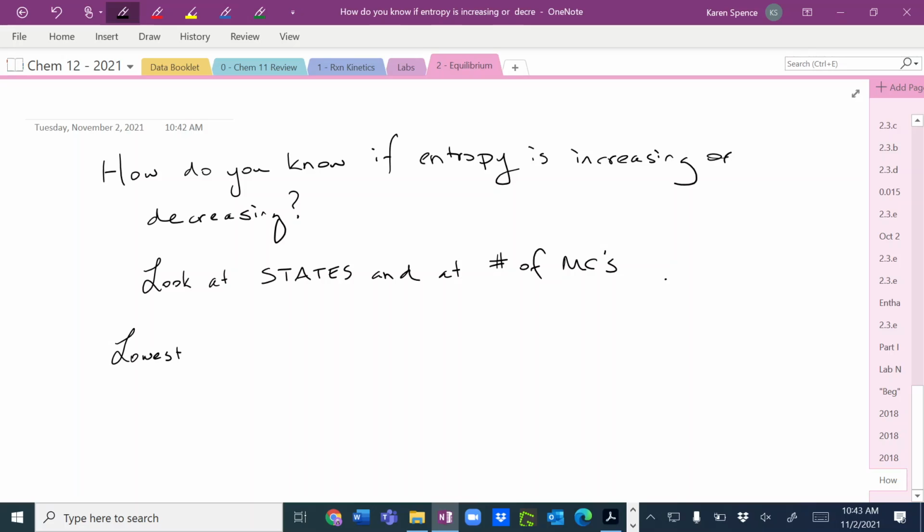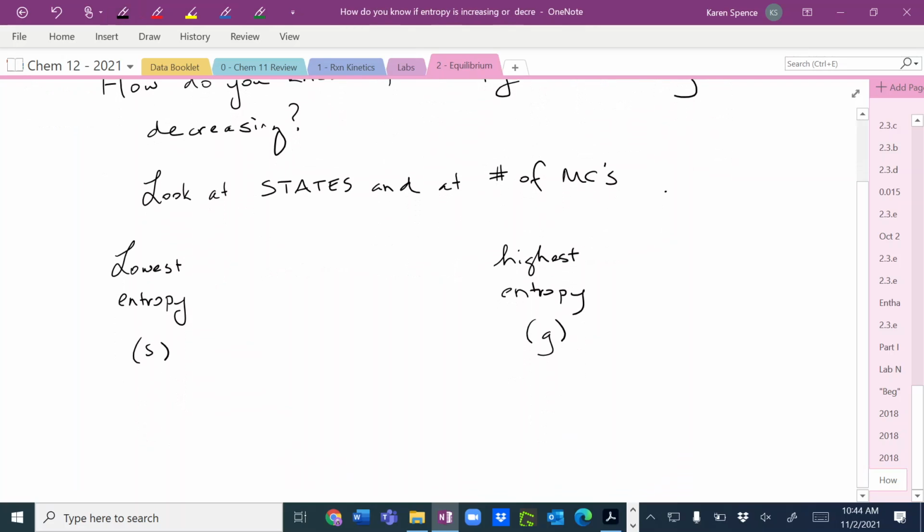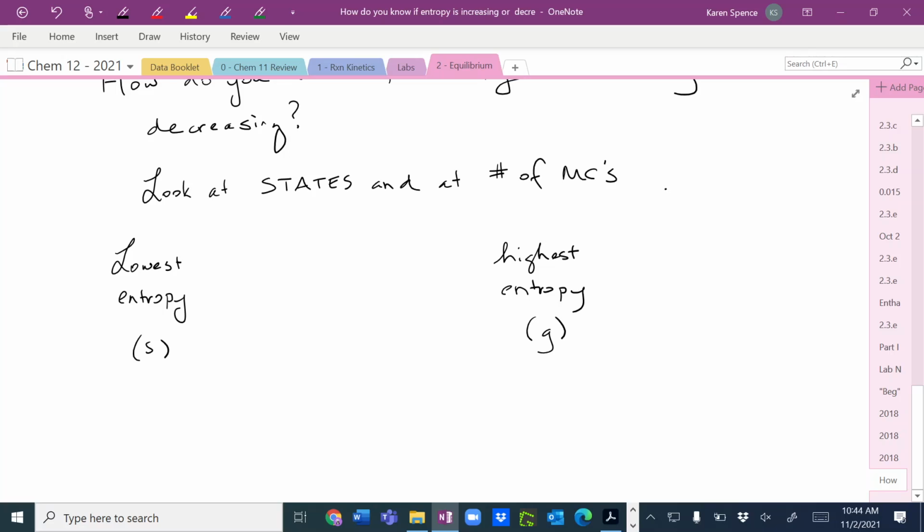lowest entropy state? Solid. Yeah? What's our highest? That's gas. And we have liquid and aqueous. Which one is less random than the other?